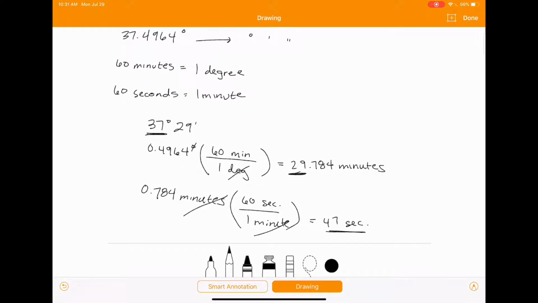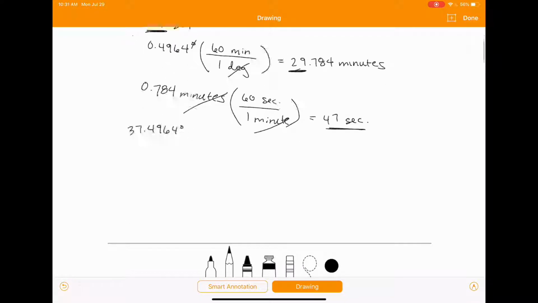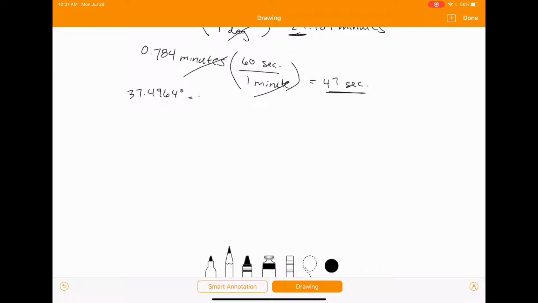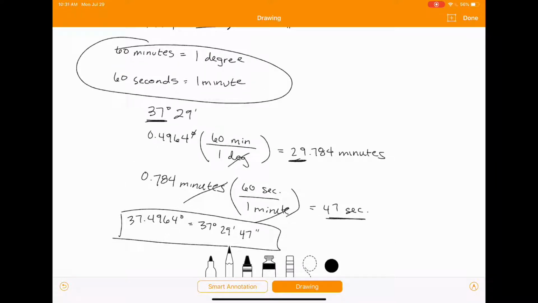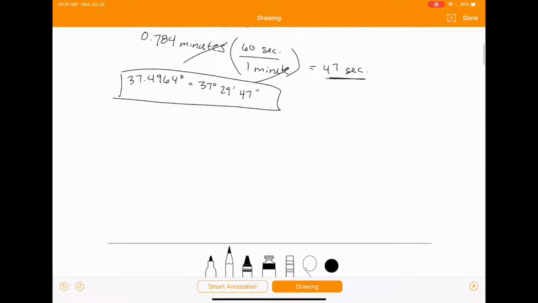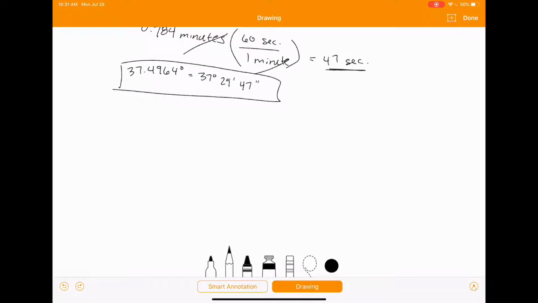So we know that 37.4964 degrees is equal to 37 degrees, 29 minutes, and 47 seconds. And your conversion is as simple as that. If you can just remember these, then you can go back and forth. Now, if we wanted to go back the other way and say we want to get 37 degrees, 29 minutes, 47 seconds into decimal degrees, you're going to do a similar approach.